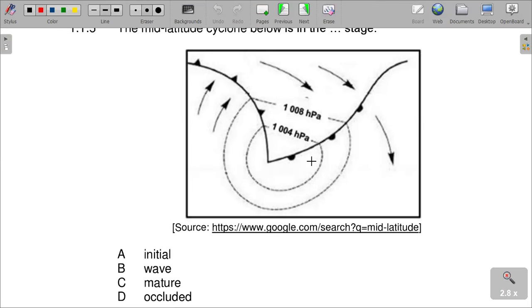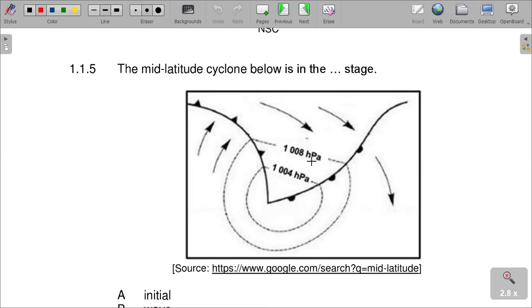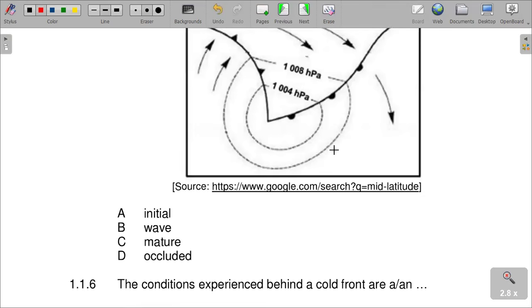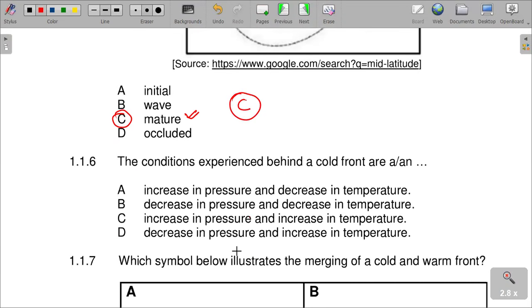The mid-latitude cyclone below is in a dash stage, the stage which this cyclone is in. It is a mature stage. You can refer and make sure you see that this is a mature stage, shown on this diagram. The conditions experienced behind a cold front are dash.